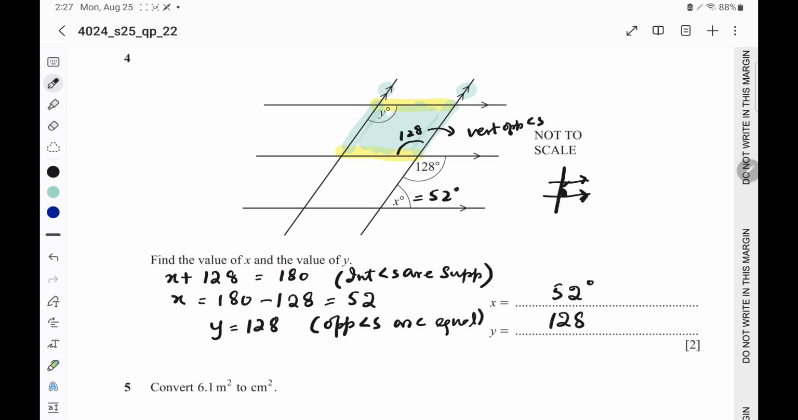So y is equal to 128 degrees, because the opposite angles are equal in a parallelogram. You can also do this question in lots of ways. You know that this is 128 and this is also 128, which are corresponding angles. And here also y and 128 are corresponding angles. So both ways you can get the same answer.